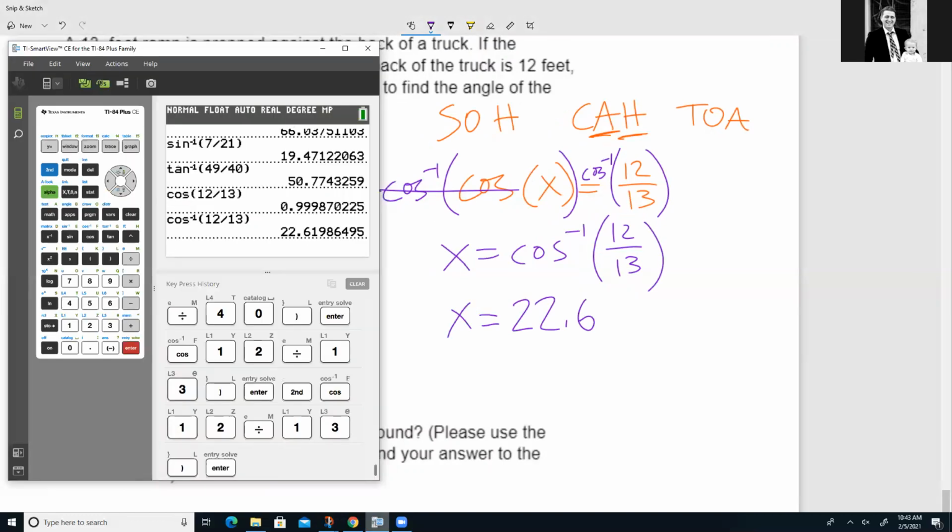Again, make sure you're using the inverse trig function, so that's got the little negative 1, not the trig function when you're solving for an angle. Otherwise, it won't supply you with the correct answer.